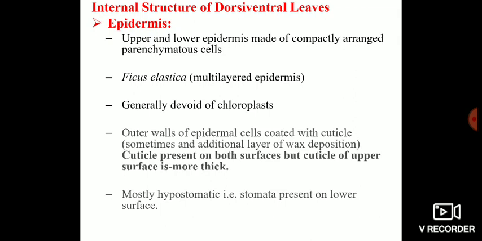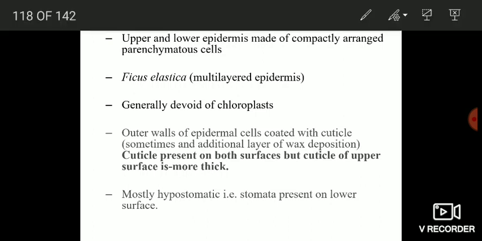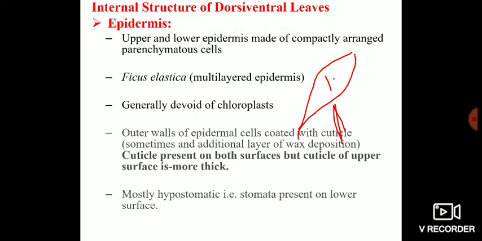First of all, we should know what are dorsiventral leaves. Those leaves which possess distinct upper and lower surface. This is the upper surface, and this is the lower surface. They possess distinct upper and lower surfaces, or distinct dorsal and ventral surfaces. They are known as dorsiventral leaves. Their anatomy can be studied separately under the following three headings.